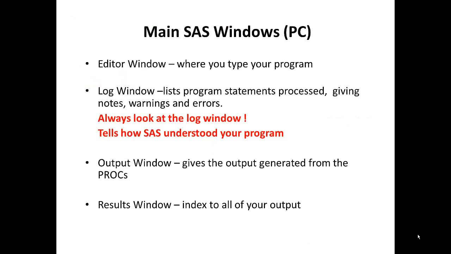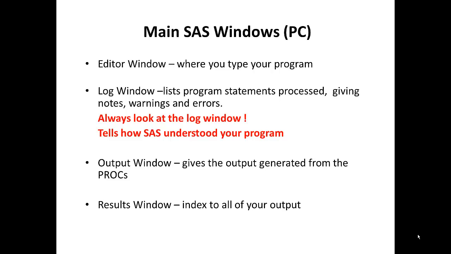When you start SAS, a set of windows will appear. The first window is called the Program Editor window. This is where you type in your program. After you type in your program, you will then need to submit the program. You do this by clicking on the Run icon.